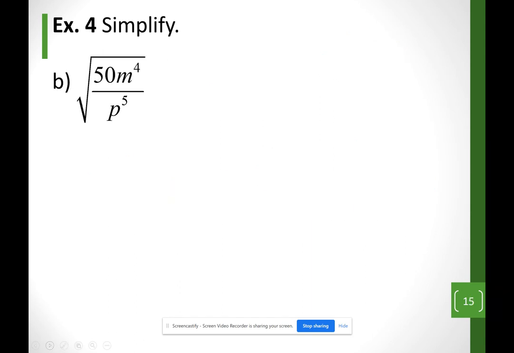Now let's take a look at this example. I'm going to begin by breaking it as a fraction of 2 radicals. So I have square root of 50 and square root of m to the 4th. As a matter of fact, I'm going to split already, numbers with numbers and letters with letters. And then here I have the square root of p to the 5th.